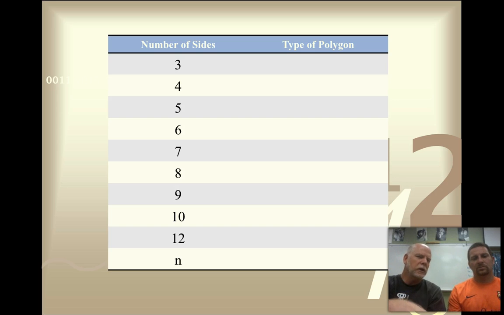And then it jumps a little bit because there are some special ones at the end with 10 sides and 12 sides. They have special names, whereas I don't even know what an 11-sided shape is called. I'm sure it has a name, but it's just not very common, so we don't use it. And so we want you to fill in the name. When it says type of polygon, we mean the name of the polygon, for all the rest of that table.